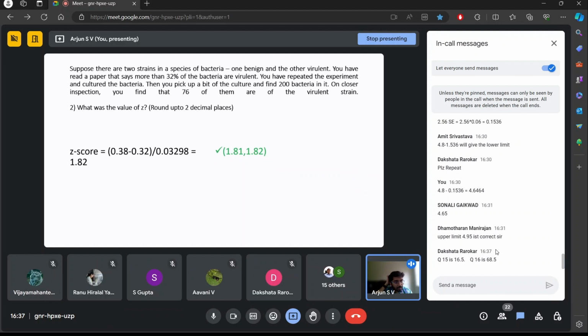Dakshata Radhakar, question 15 is 16.5, question 16 is 68.5. I don't think your lower limit and upper limit would vary that much, Dakshata, because your standard deviation itself is very low, right? Your standard deviation is in decimal places only, and if you multiply that by 2.56, I don't think you would get that much variation in your lower limit and upper limit. So I think you might have made a mistake somewhere.